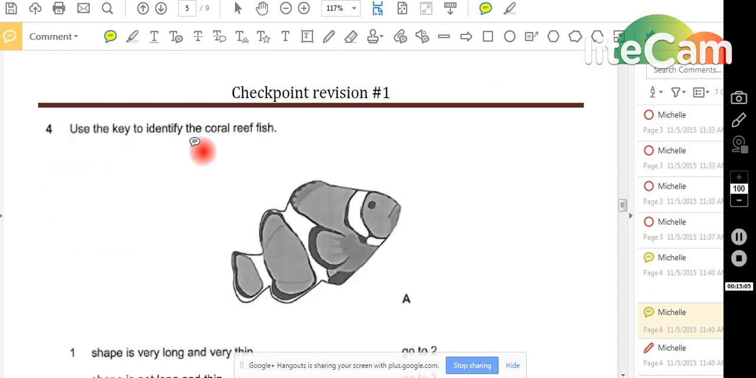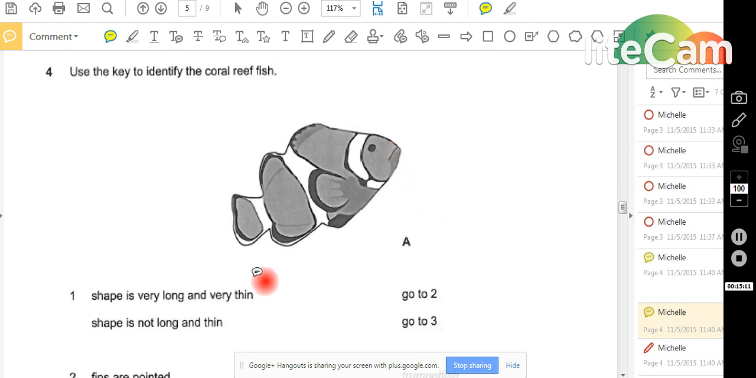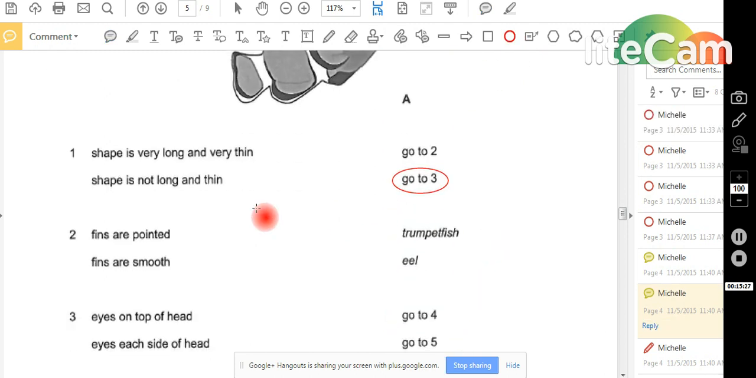Use the key to identify the coral reef fish. Okay, so here's our fish. The first point says, the shape is very long and very thin, or is the shape not long and thin? Shape is not long and thin. Okay, so that tells us to go to number 3. Okay, so then we skip 2, we go to 3.